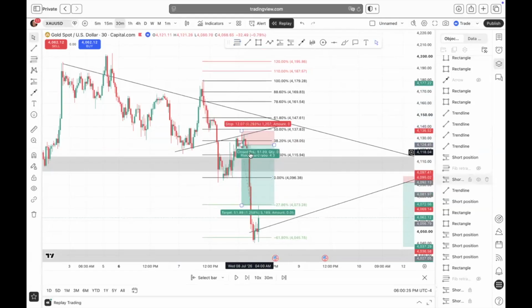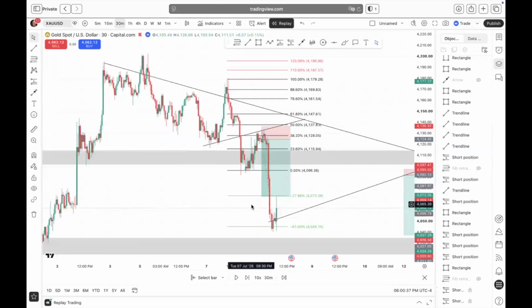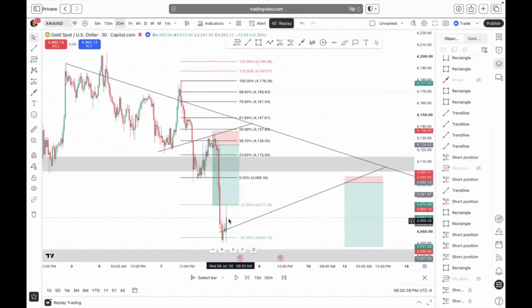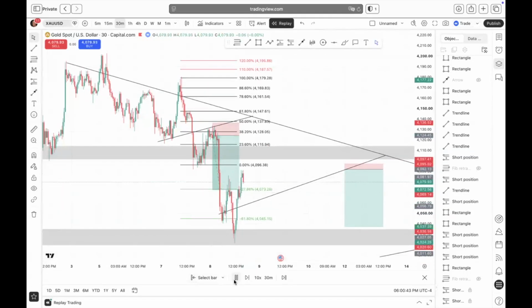This one I didn't trail. I just set the target because I got in pretty late. Yeah, I got in pretty late and I went right to sleep, set my TPs, woke up, and I hit my 27. And then price went deeper to the 61.8. Then we pushed up again. Okay, bouncing off this trend line.